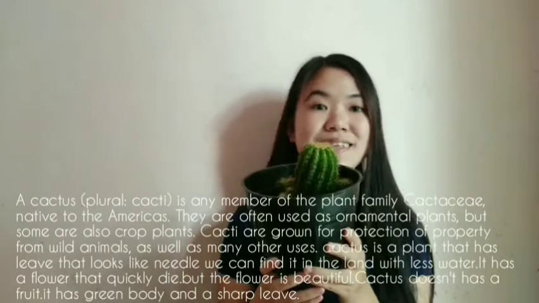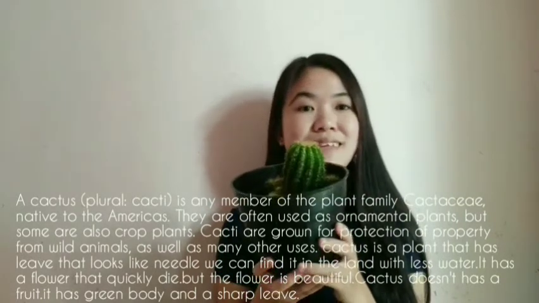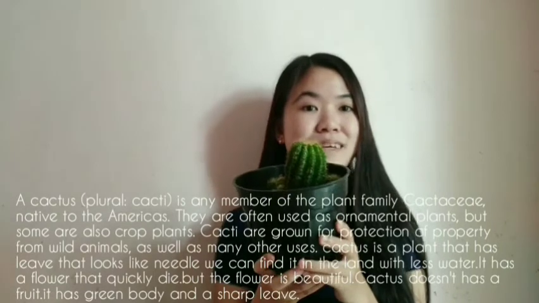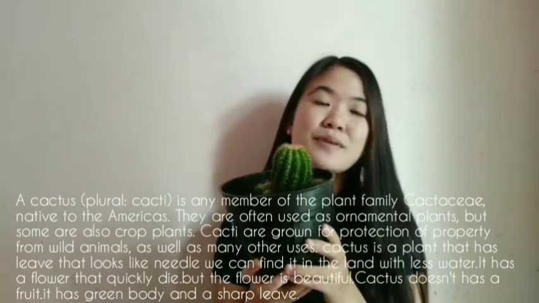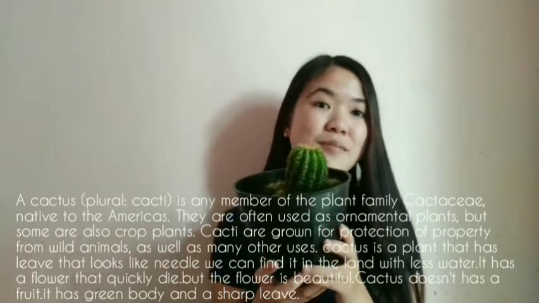Cactus is a plant that has leaves that look like needles. We can find it in land with little water. It has a flower that quickly dies, but the flower is beautiful. Cactus doesn't have a fruit. It has a green body and a sharp leaf.